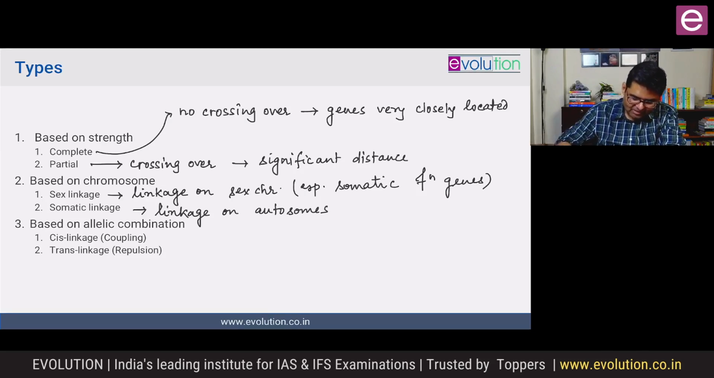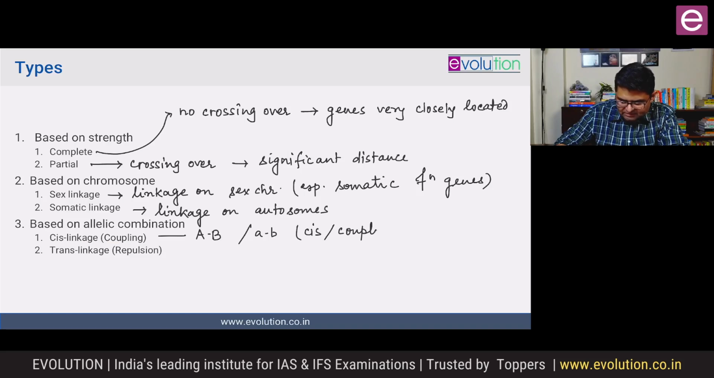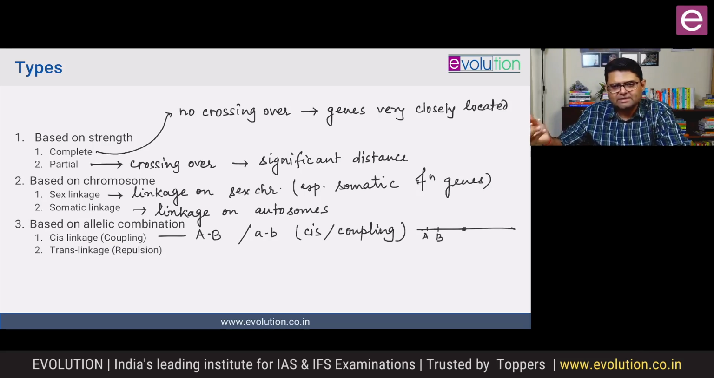Now, based on allelic combination, let's say you are studying gene A and gene B. If gene A is linked with gene B, both dominant, or gene A is linked with gene B, both recessive, then this will be called cis linkage or coupling linkage. It is just a matter of chance. There is a long chromosome and A is linked with the dominant copy of B. Simple. They are cis linked or coupling linked.